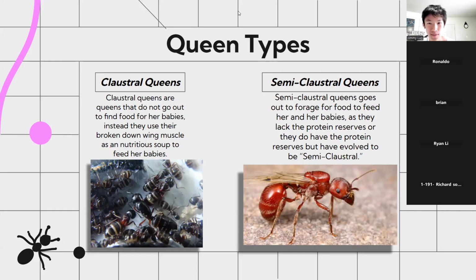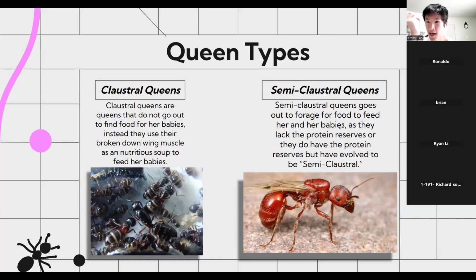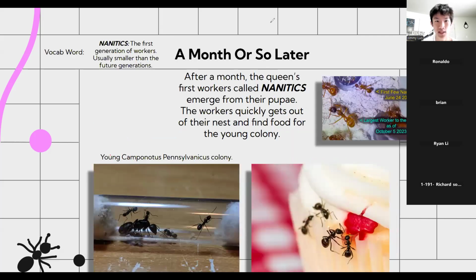And there's also semi-claustral queens. Semi-claustral queens go out to forage food to feed their babies. Because they lack the protein reserves, right? They lack the wing muscles inside of their bodies. So they have evolved to be semi-claustral, so they go out to find food. And usually this is very dangerous for the ant because that means that they have to go out to face predators and stuff. So yeah, there's always a pro and con for both of these.